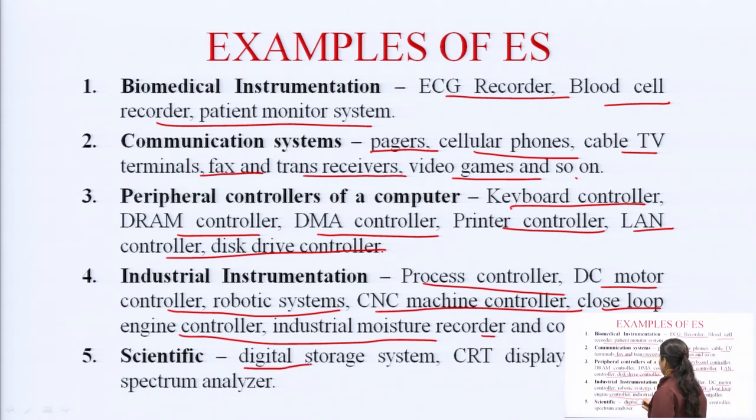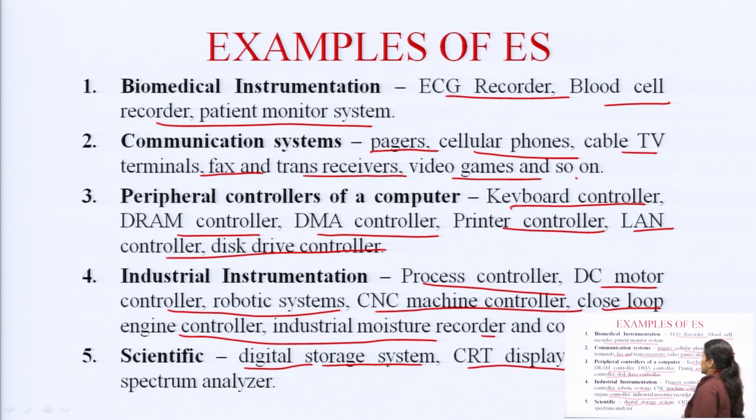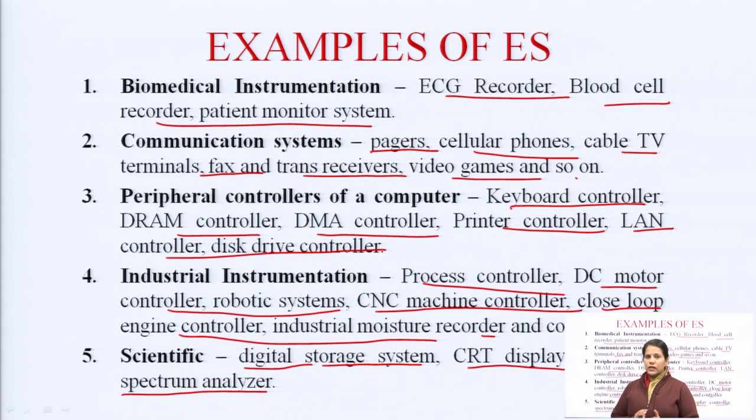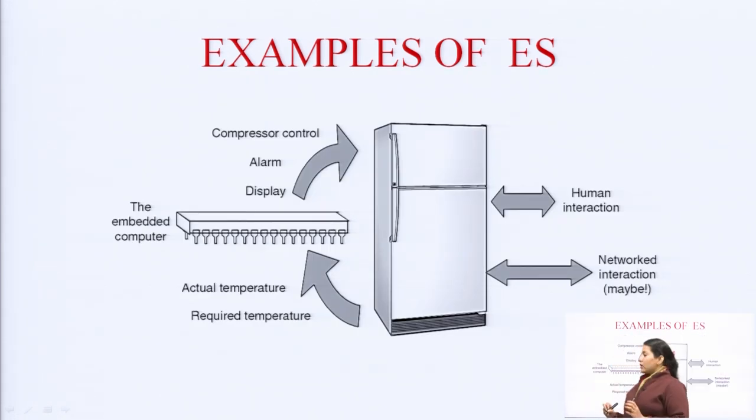Another very good example is scientific devices like digital storage systems, CRT display controllers and spectrum analyzers. These are all the examples in the scientific field. Moreover, whatever instruments we use today in the labs, in our colleges and schools, are perfect examples of embedded system applications. So whatever electronic devices we see around us are perfect examples of embedded system designing. Let's have a look at a few of these examples.